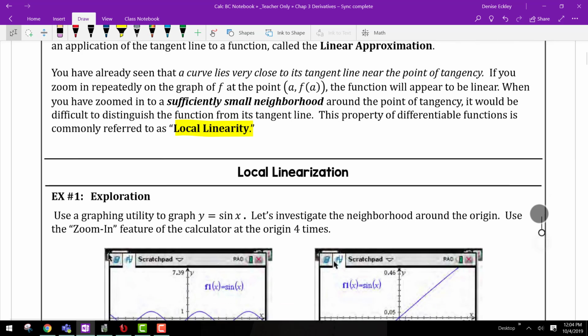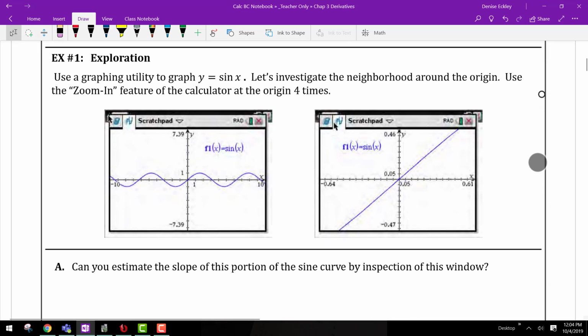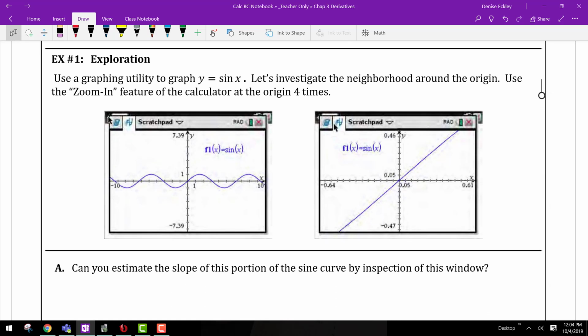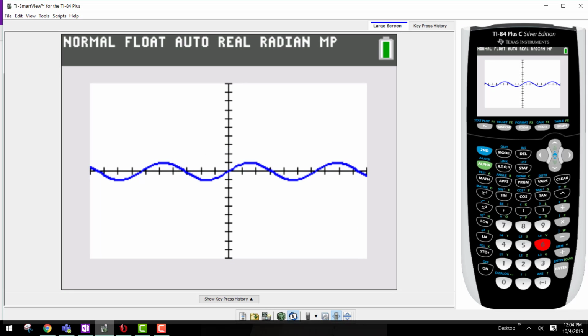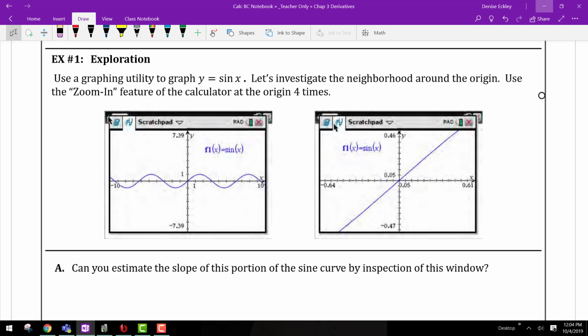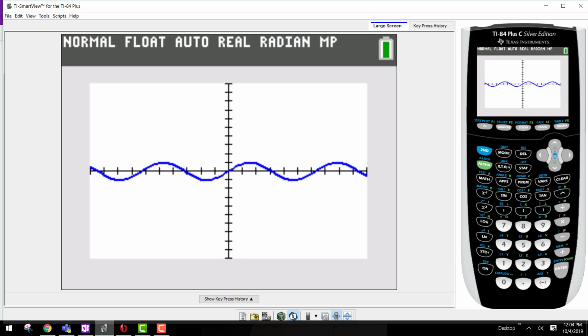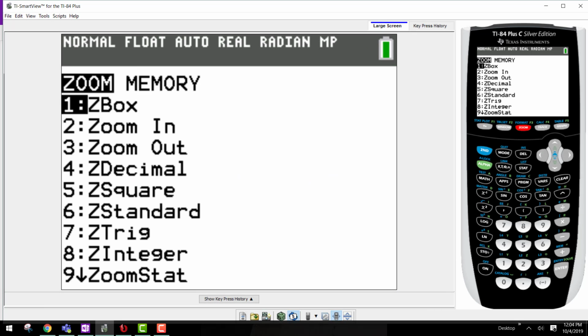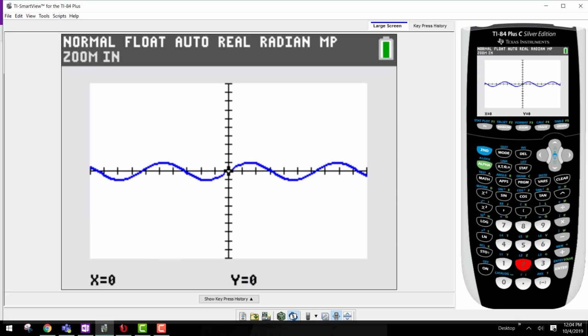So for instance, let's look at the graph of sine. I'm going to bring it up on both calculators. First, here's the 84. The graph of sine does not look linear at all. We are supposed to look at the area around the origin, so we're supposed to zoom in. Let's go ahead and do that. If I hit zoom and zoom in, you'll see my little circle is right on the origin. That's where I want it.